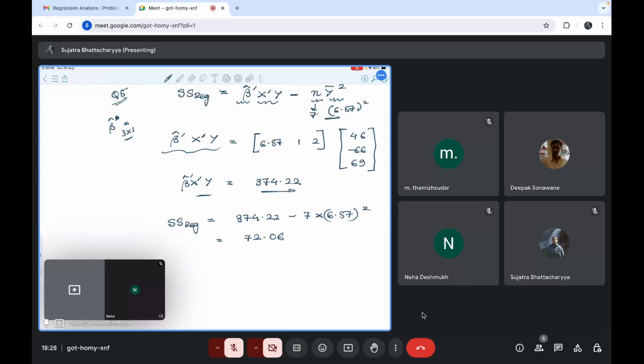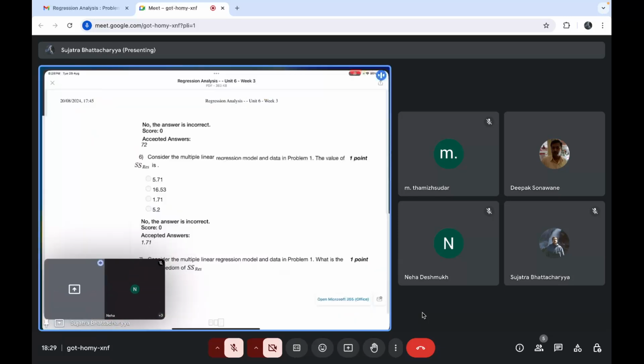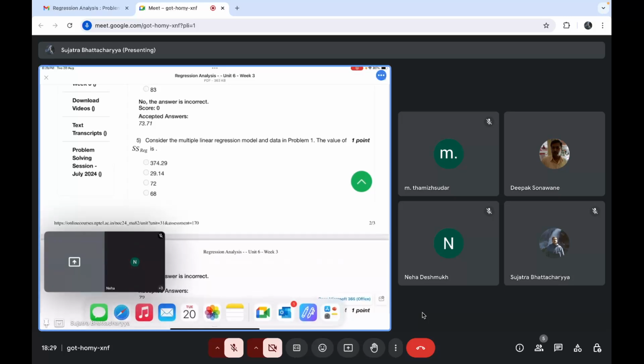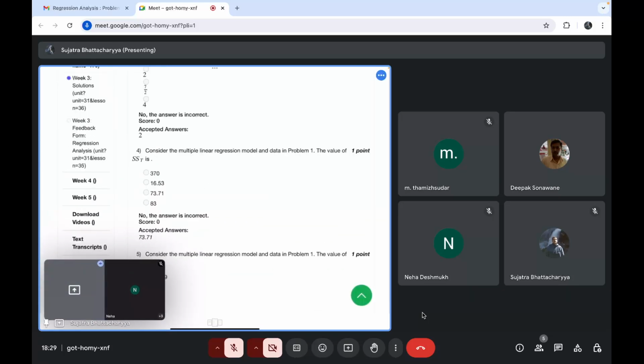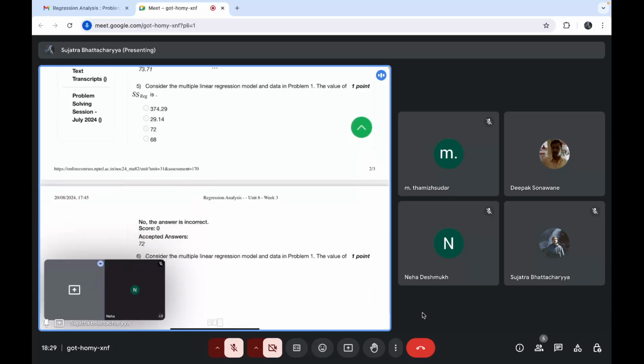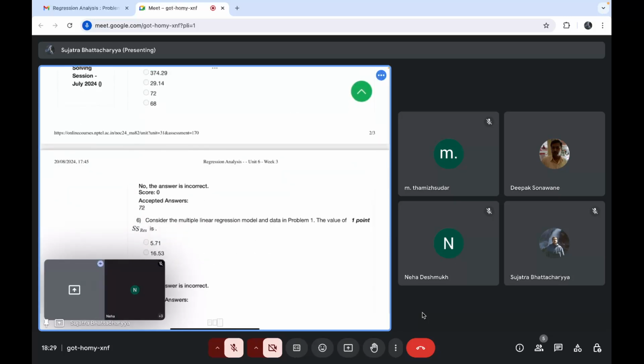See, this kind of mistake can happen with beta hat prime x prime y. You calculate it and leave that as an answer. And actually, a value close to that answer, 374.29, is also present among the options. So it is very cleverly made. So be careful while doing this, and don't make the mistake that I made. Ultimately the result is about 72. Don't forget to subtract n y bar square.